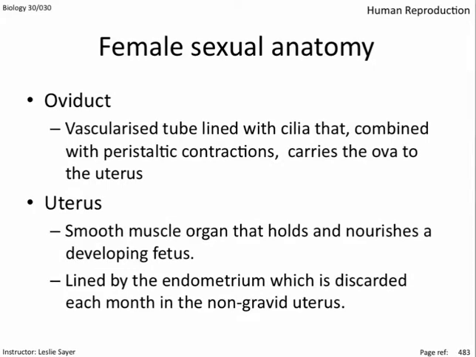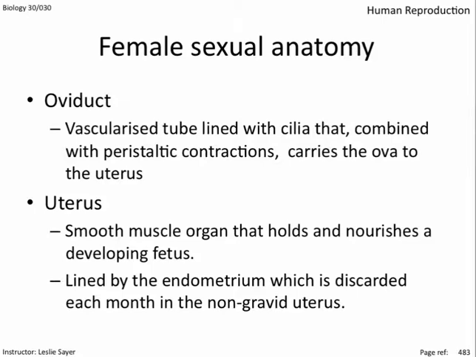The uterus is that smooth muscle organ that holds and nourishes a developing fetus. It's lined by the endometrium, which is discarded each month in the non-gravid uterus. Non-gravid just means non-pregnant. The size of an upside-down pear, the uterus can expand significantly to accommodate the fetus. The neck is called the cervix, and it opens out into the vagina.